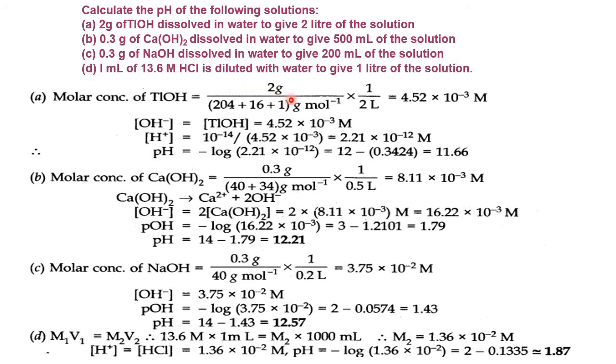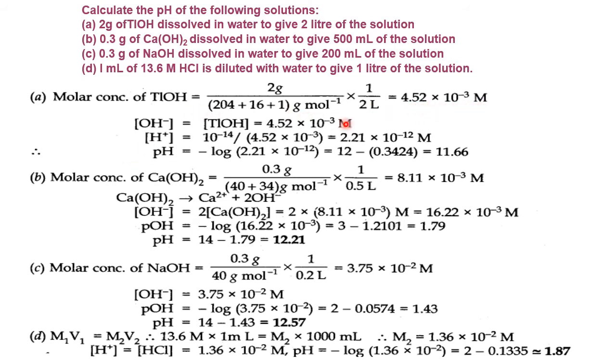So 2 gram, what is the molar concentration? You calculate first the moles. 2 gram is what? Mass given by the molar mass, right? That is the number of moles dissolved in the 2 liter. Number of moles in the 2 liter is the molarity. So it is 4.52 into 10 to the power minus 3 M.